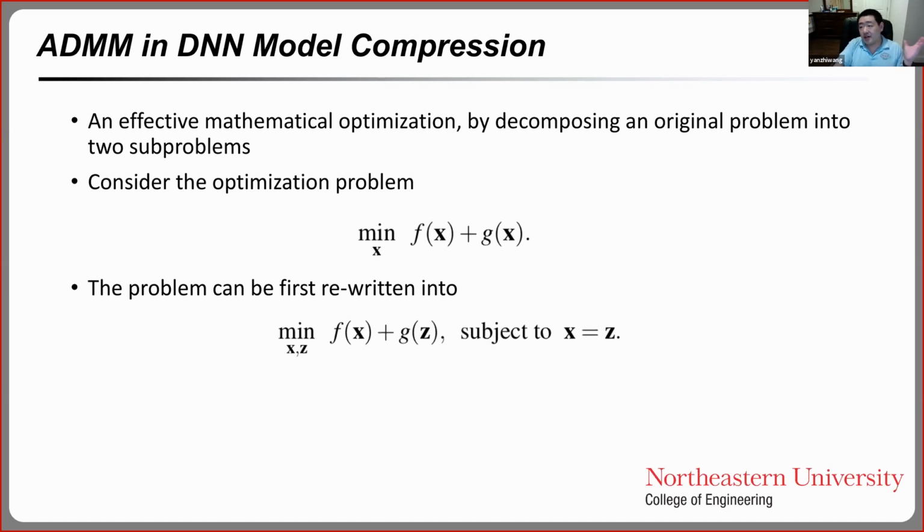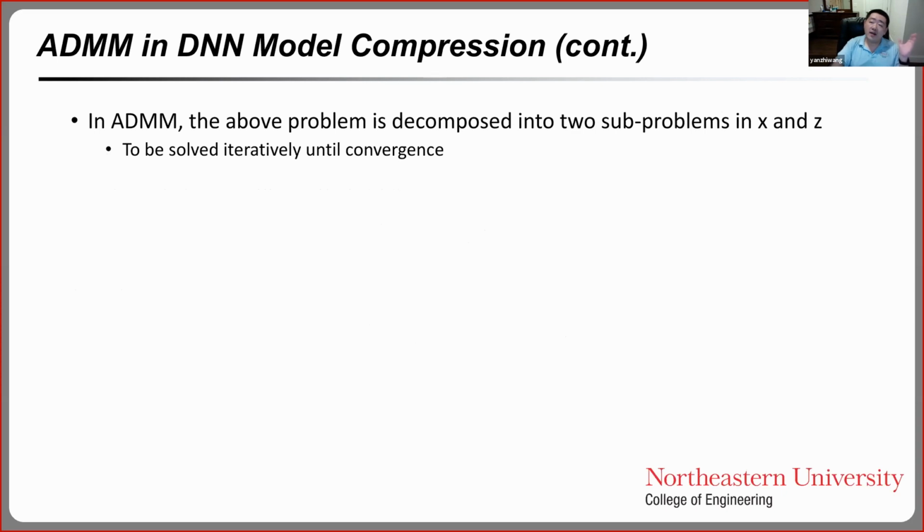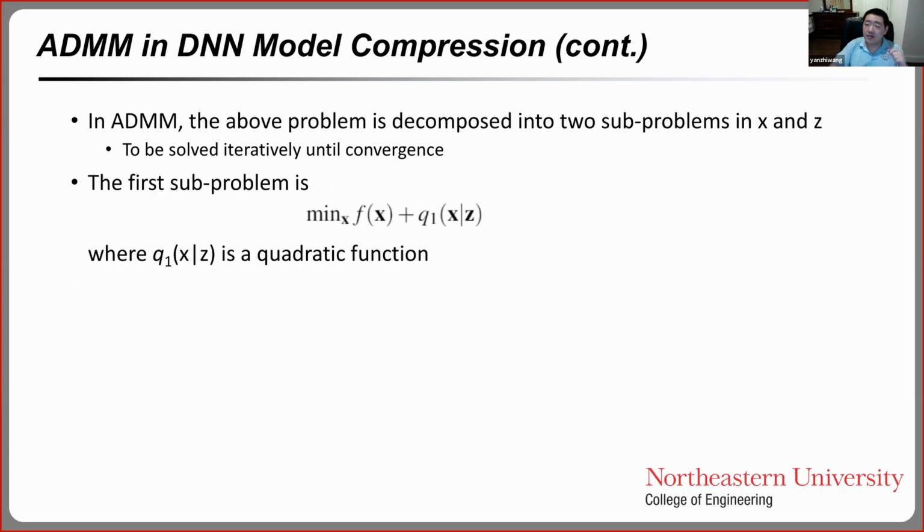The reason is because ADMM is going to decompose this original problem into 2 subproblems, one on x, another one on z, and they are going to be solved iteratively until convergence. The first subproblem is: minimize f(x) plus a quadratic term q1(x) given z. Here we are given z and we find x. This q1 is a quadratic function.